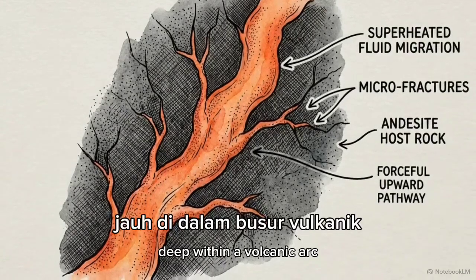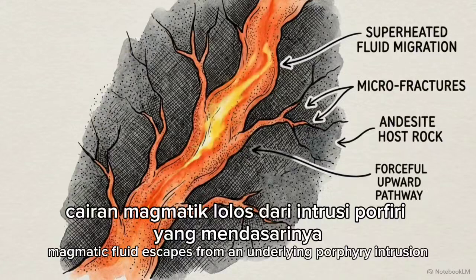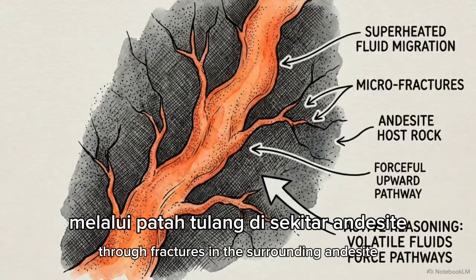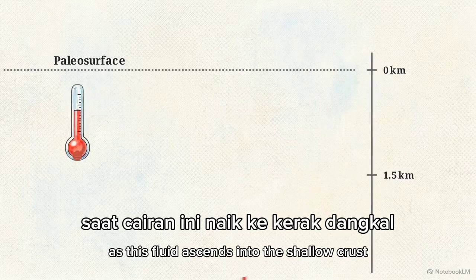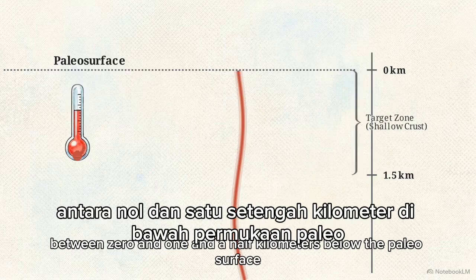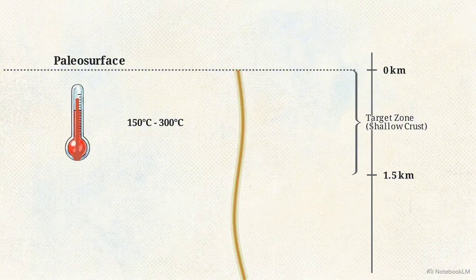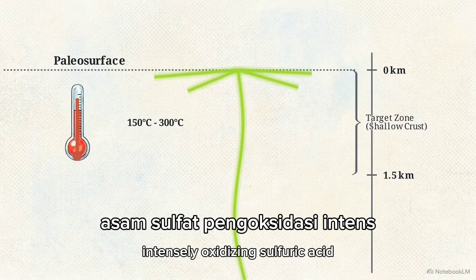Deep within a volcanic arc, superheated magmatic fluid escapes from an underlying porphyry intrusion and forces its way upward through fractures in the surrounding andesite. As this fluid ascends into the shallow crust, between 0 and 1.5 kilometers below the paleosurface, it encounters temperatures of 150 to 300 degrees Celsius. In this environment, the fluid exists as highly concentrated, intensely oxidizing sulfuric acid.